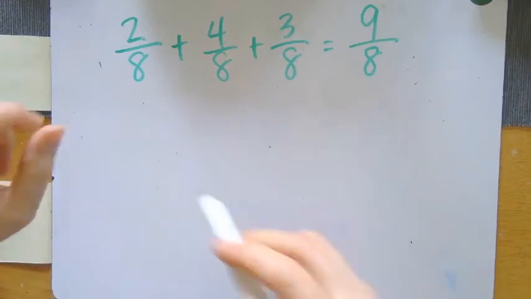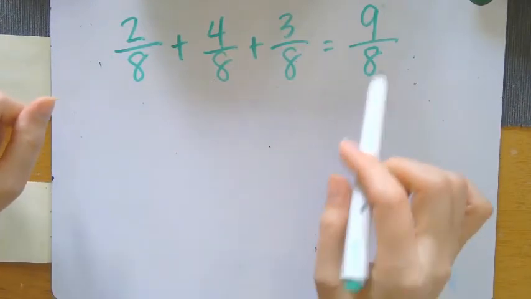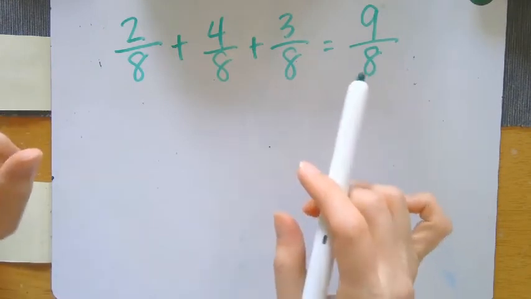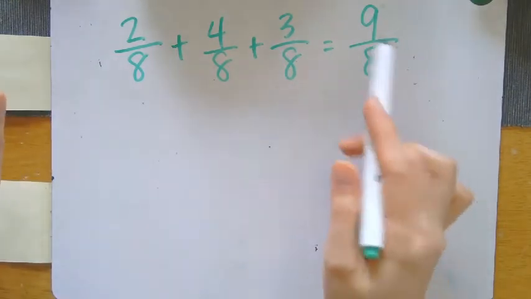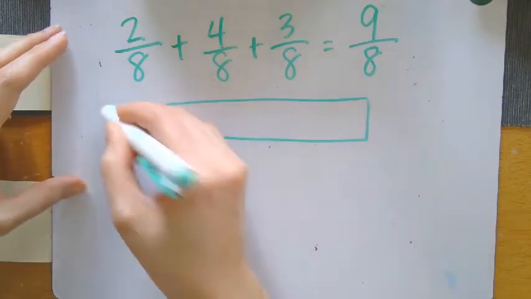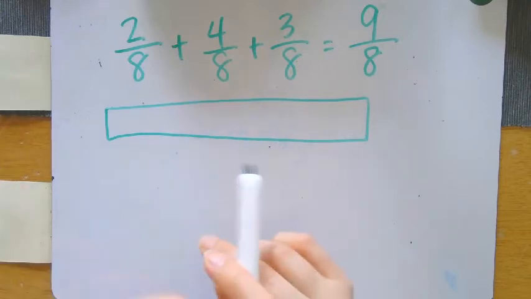Just checking our work. All right, now we need to make a model that shows how we can change this improper fraction into a mixed number. I have a denominator of 8. That tells me how many partitions I am going to have.